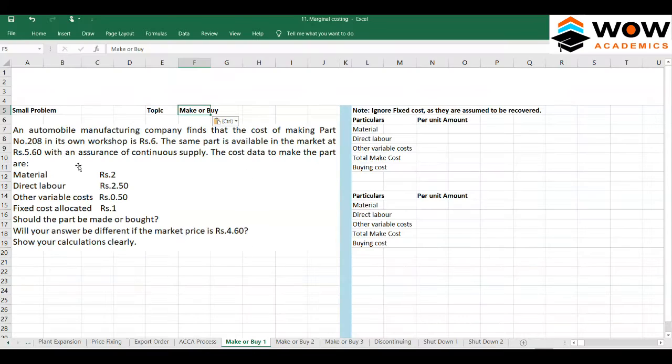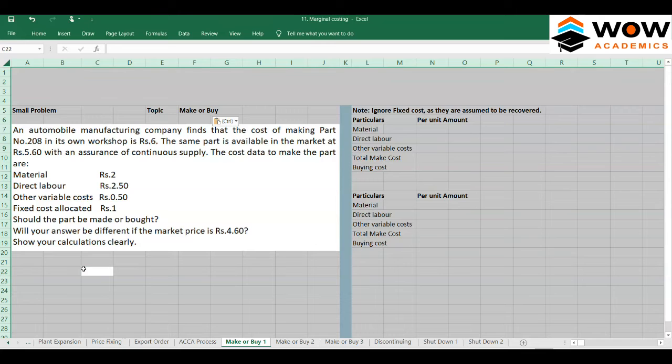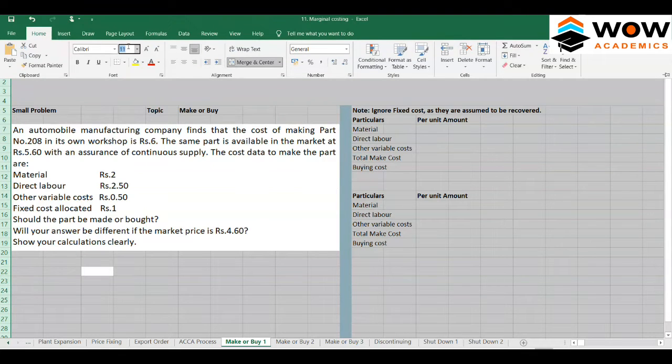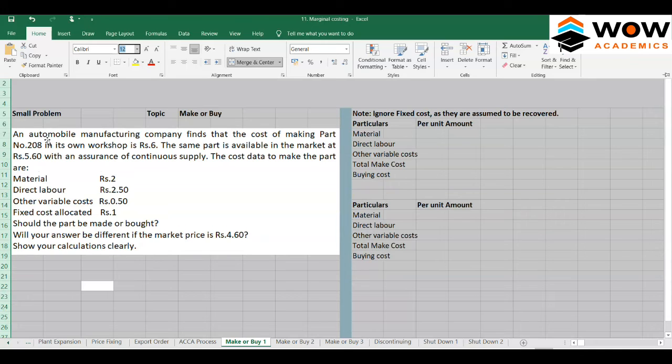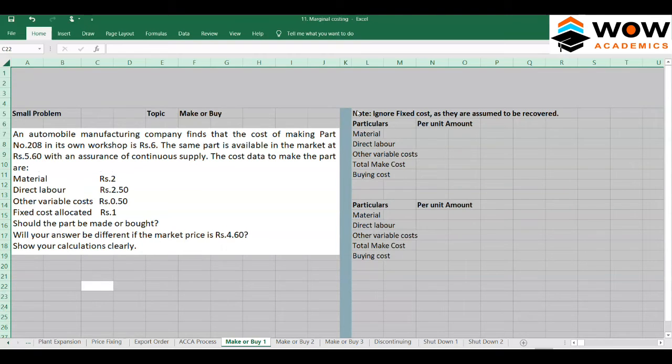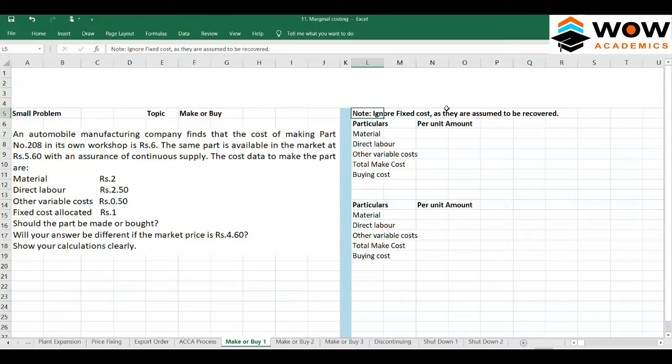So the first one, if you see in make or buy problems, the key point is you have to ignore the fixed cost, because they are assumed to be recovered. So do not add fixed cost here. You don't need to consider fixed cost. So just read this question, you will get an idea.